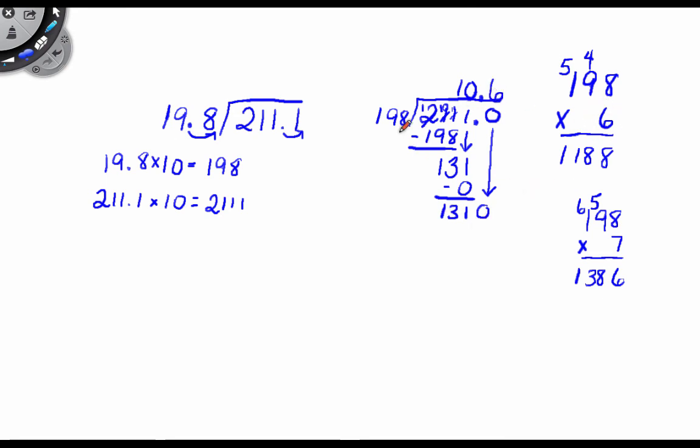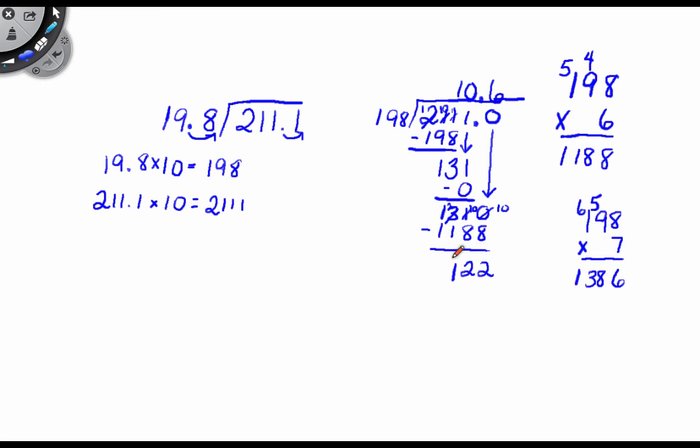And 198 times 6 is 1,188. When we do our subtraction, we do 10 minus 8 and we get 2. 10 minus 8 is 2. This would become a 2. 2 minus 1 is 1. 1 minus 1 is 0. We get 122 after we do our subtraction, and again, that would be a remainder. So if we wanted to keep going, we would need to keep adding zeros. So we can go ahead, we'll add one more zero and then we'll stop.